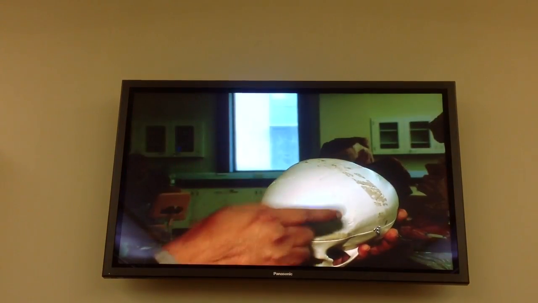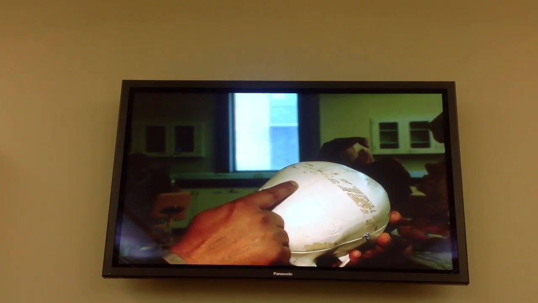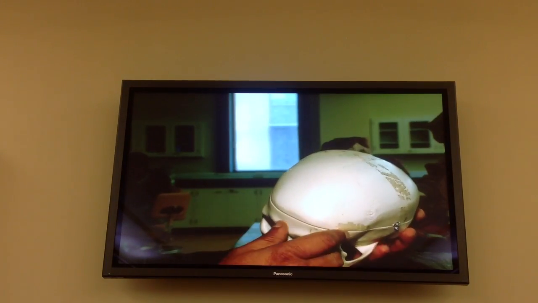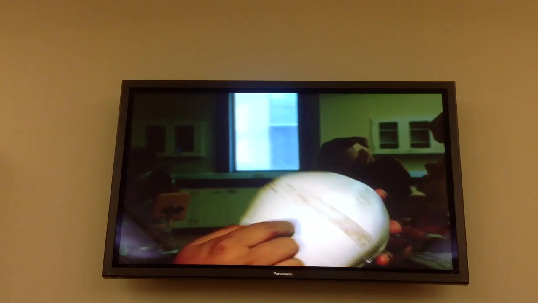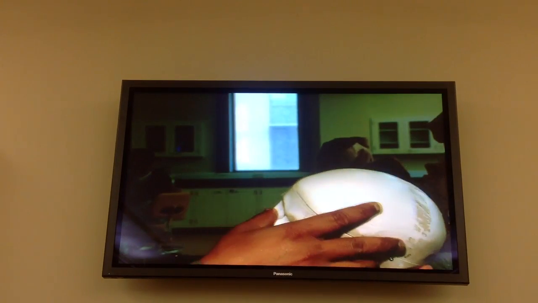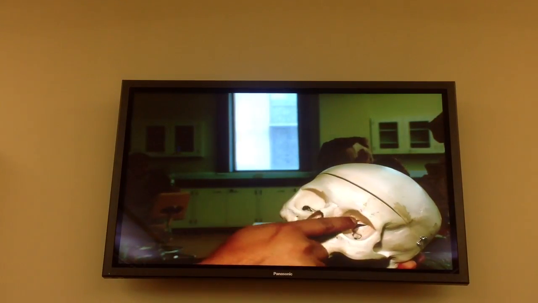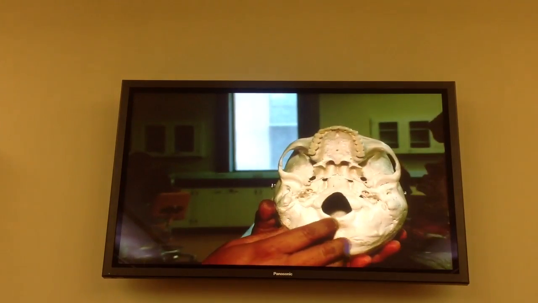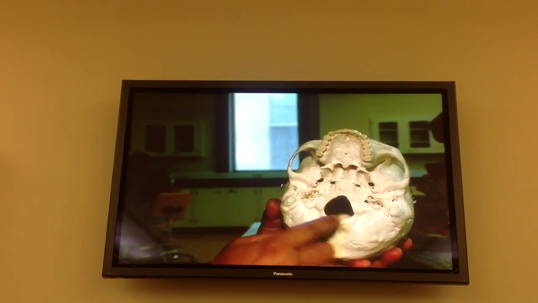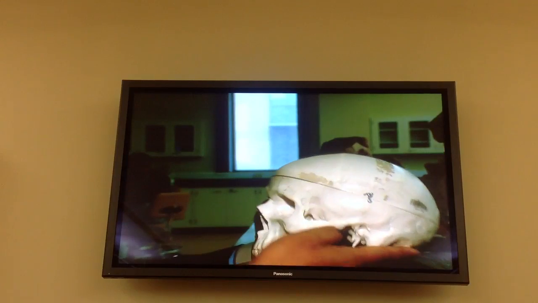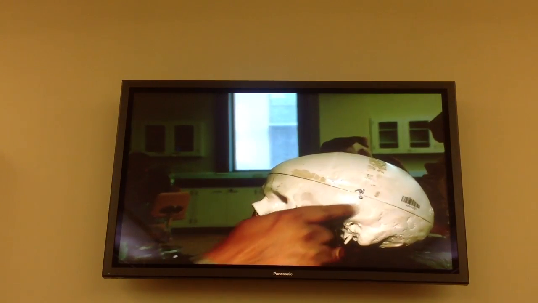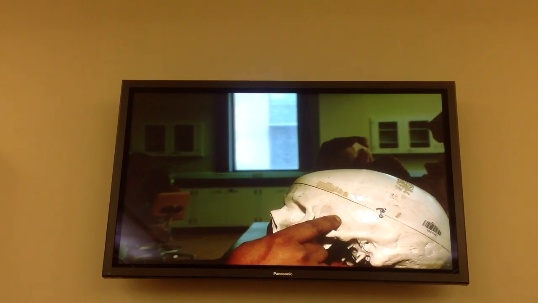Right to left on the sides, coronal suture, and the middle sagittal suture. Coronal suture, sagittal suture, the orbits, the nasal cavity, foramen magnum, zygoma, temporal fossa. Okay?